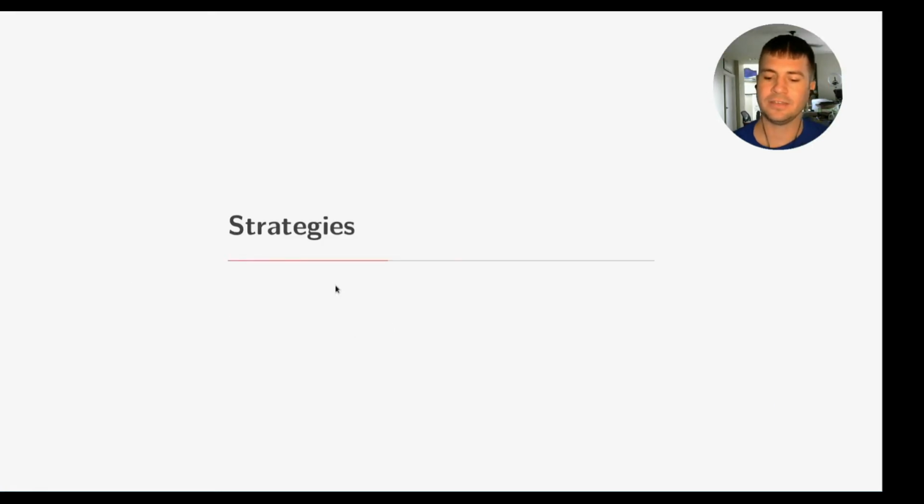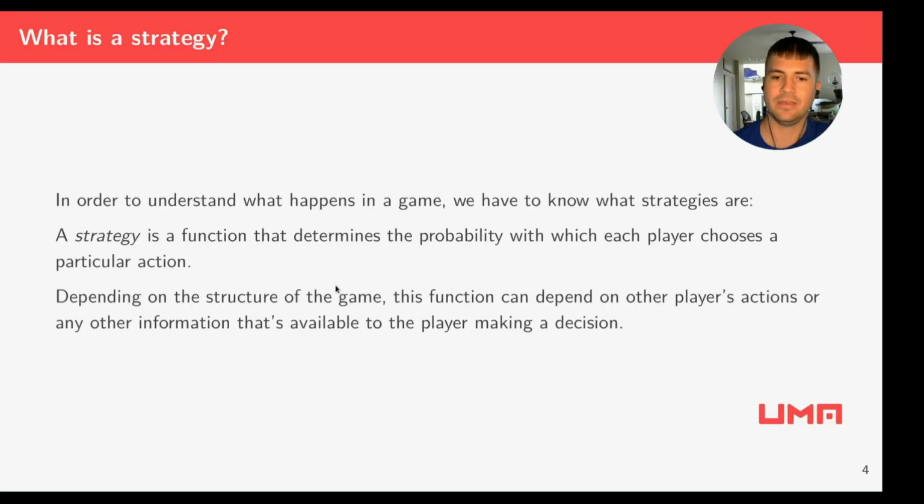In today's lecture, we're going to be talking about strategies and what consists of a strategy in game theory. So, a strategy is a function that determines the probability with which each player chooses a particular action. And depending on the structure of the game, this function can potentially depend on other players' actions or any other information that might be available to the player making a decision.